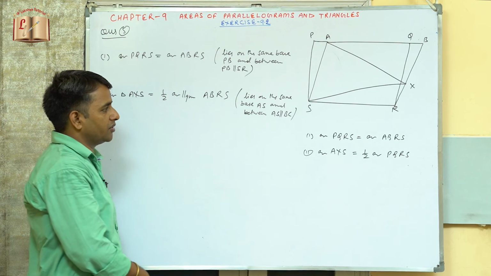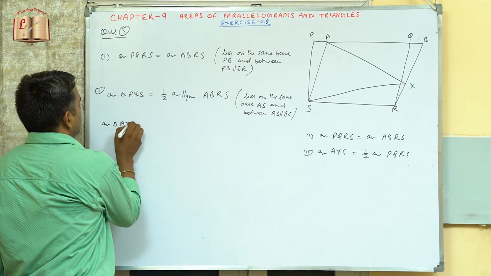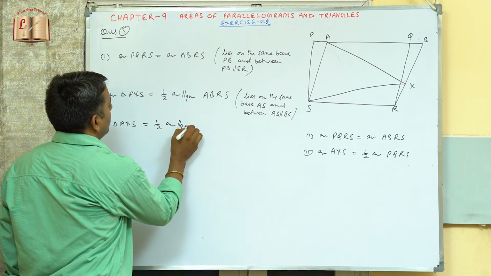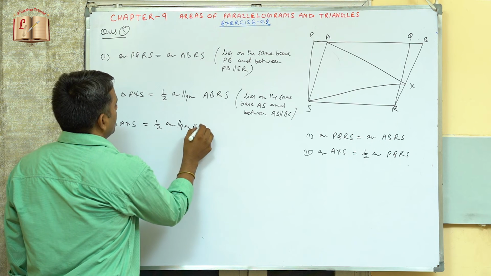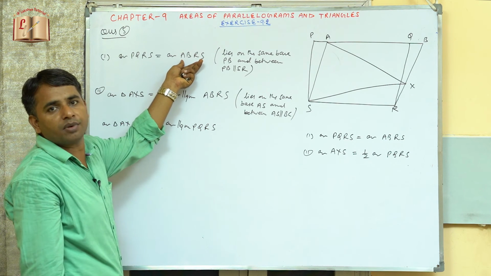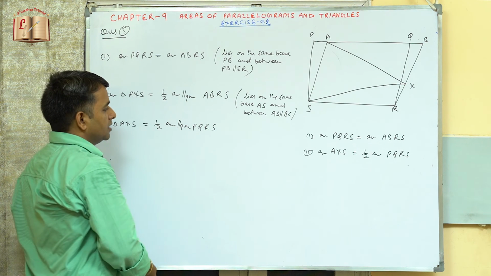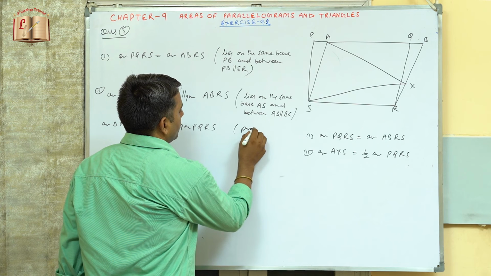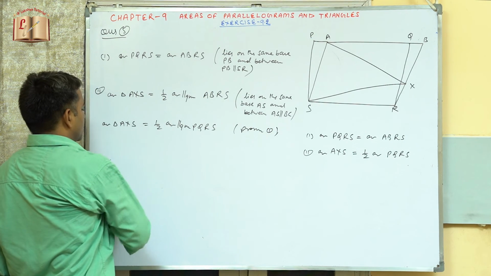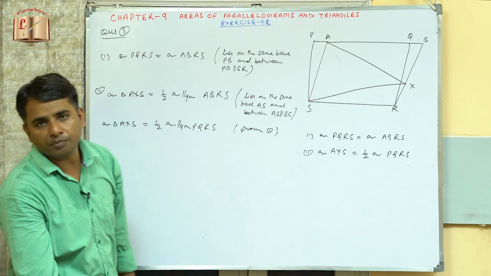So now see that area of triangle ASX can also be written as half of area of parallelogram PQRS, because PQRS की एरिया क्या है ABRS के बराबर में, तो अभी हमने ABRS यहाँ पे लिखा हुआ तो इसकी जगह PQRS भी लिख सकते हैं। This is from 1, meaning here from what we have already proved. So now this is proved that area of ASX is equal to half of area of PQRS.